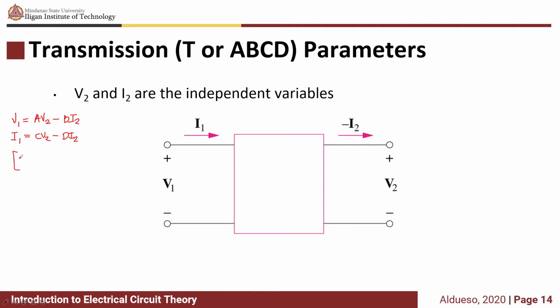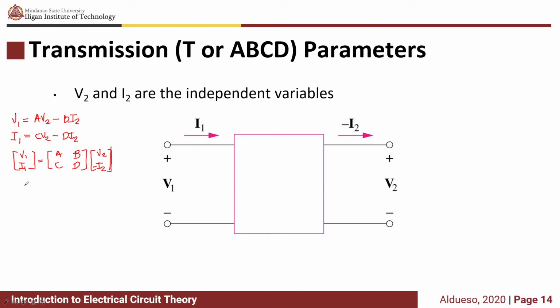In matrix form, this is V1, I1 equal to the matrix A, B, C, D times V2 and I2. This is negative I2, because the direction of the current in port 2 is going out. Solving for the T parameters.